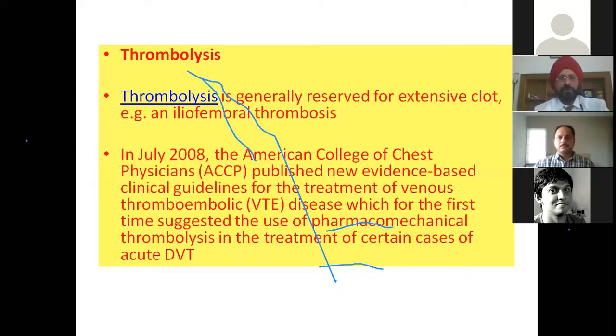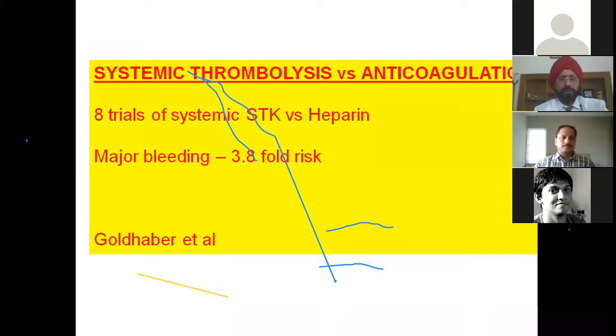So thrombolysis, we are reserving it for extensive proximal iliofemoral thrombus. It is still controversial as far as the guidelines go, but most of us who have used it are very happy.